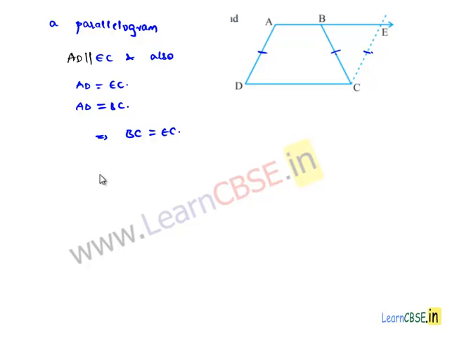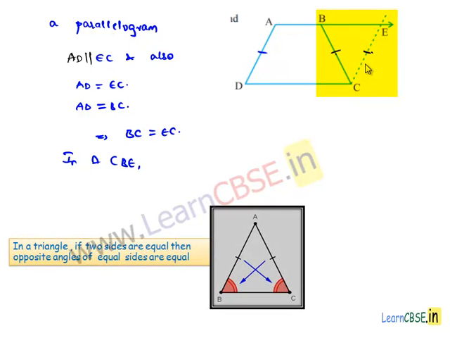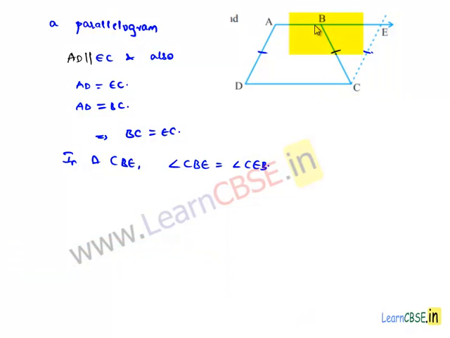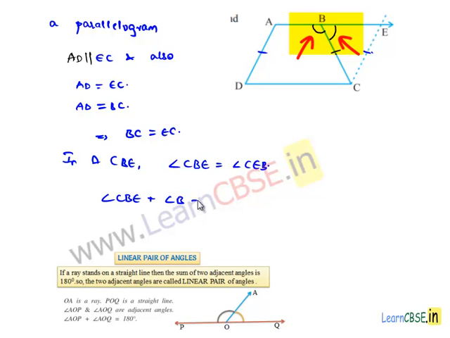Now, if we consider triangle CBE, two sides are equal, so the angles opposite to those sides will also be equal. So we can equate angle CBE is equal to angle CEB. But here angle B and angle CBE form a linear pair. We know that the sum of angles on a linear pair is equal to 180 degrees. We can say angle CBE plus angle B is equal to 180 degrees.